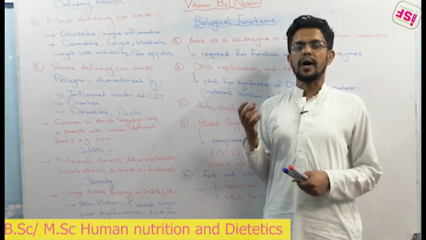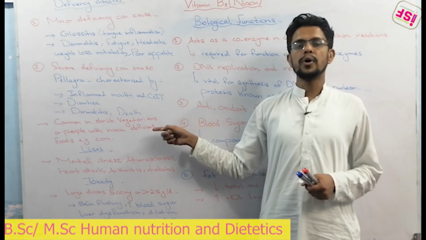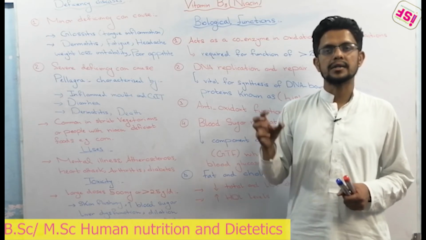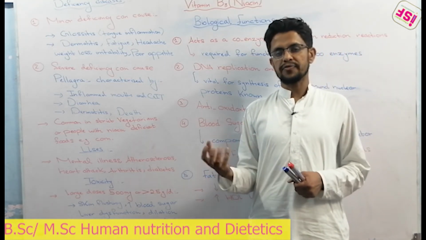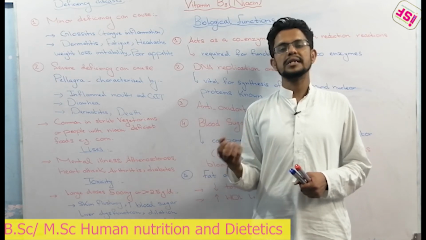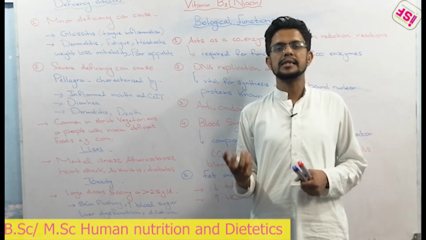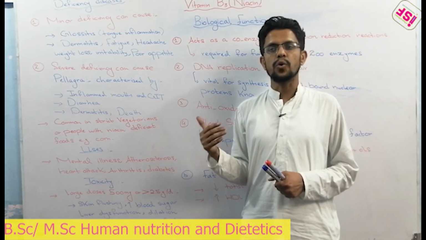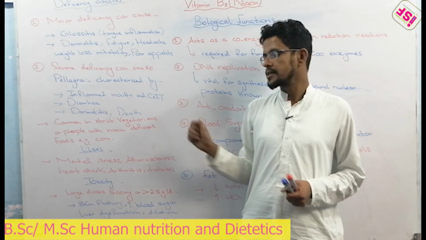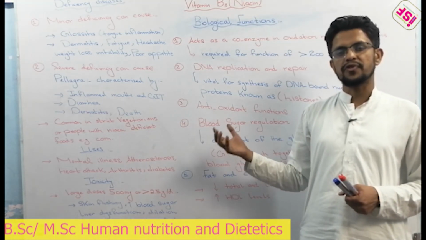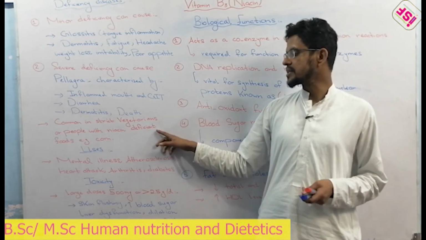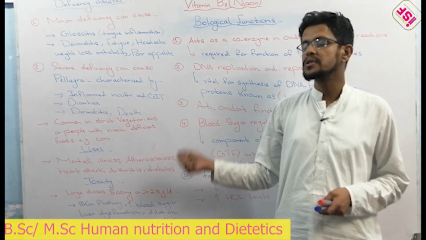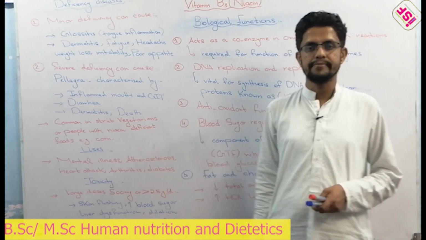Basically, the deficiency of vitamin B3 or niacin is most common in strict vegetarians. Strict vegetarian means those people or individuals who just consume vegetables in their diet, regardless of fruit or cereals. Their diet totally relies on vegetables, and those people who are consuming niacin deficient foods can also suffer from niacin deficiency. You can take the example of corn as well.